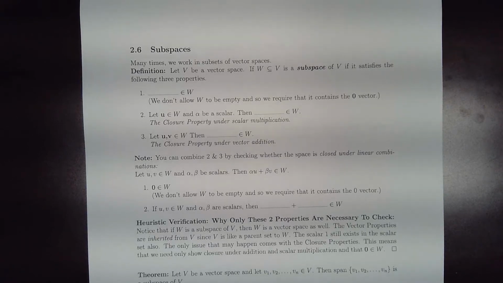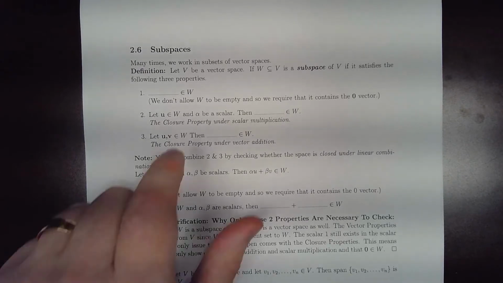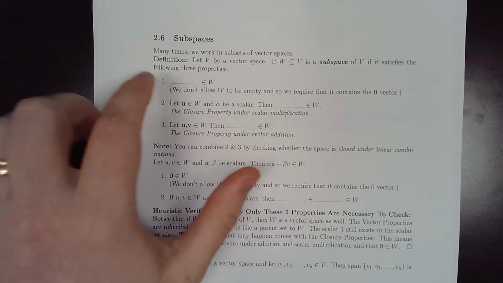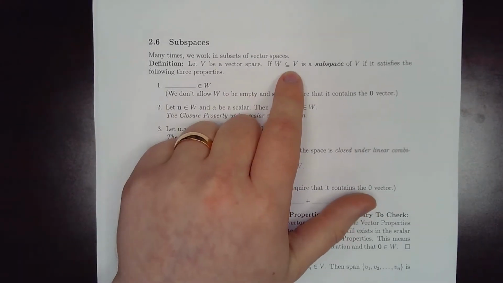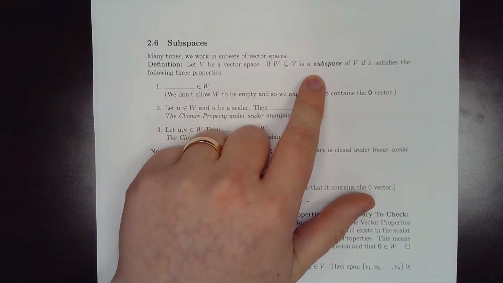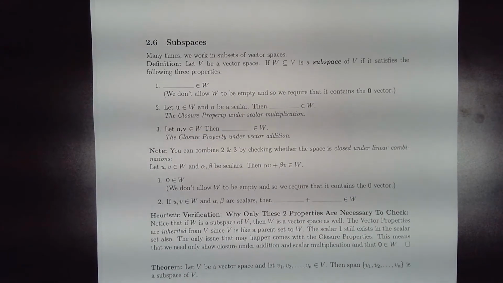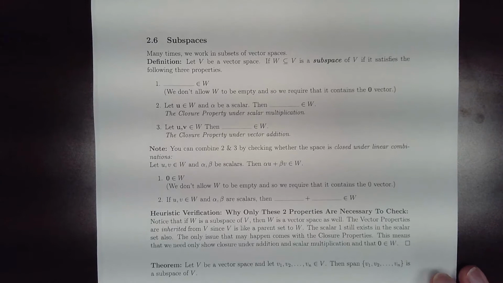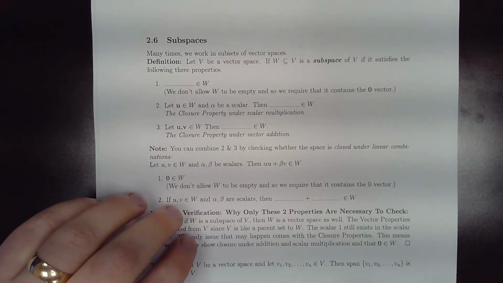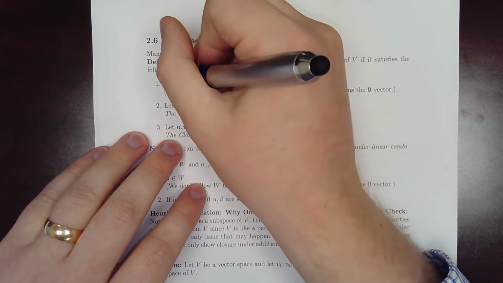All right, so sometimes instead of working with the entire vector space, we only need some subset of the vector space. But we still want all those nice properties we get from having a vector space. So we're going to let V be a vector space. If W is a subset of V, this is going to be a subspace if it satisfies the following three properties. So we don't need all the properties we had from before for vector spaces. We only need three if it's a subspace.